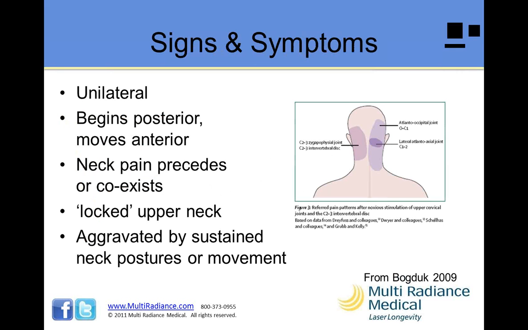Now, if we take a look at those signs and symptoms, these are, again, the hallmarks that Dr. Bogduk has provided clinically to note that a cervicogenic headache is unilateral. It begins from the posterior portion of the head and moves anteriorly. Generally, the neck pain precedes or coexists with the headache pain. We typically don't see a headache and then neck pain. Either the neck pain starts or they occur at the same time. The patient complains of a locked sensation of their upper neck. And another important thing is that the headache is aggravated by sustained neck posture or repetitive movements.